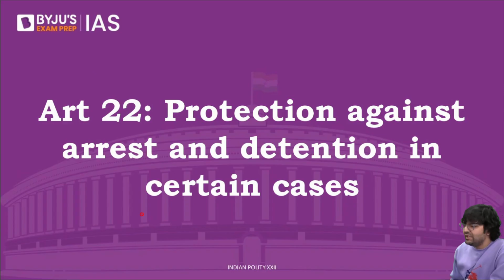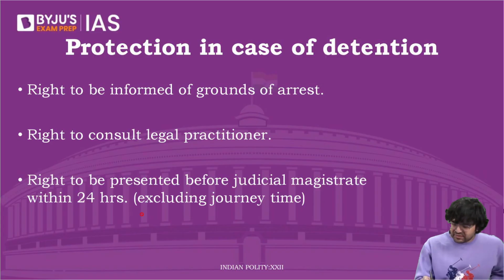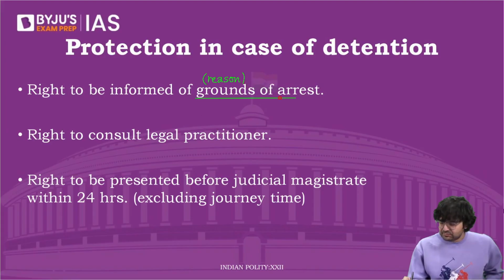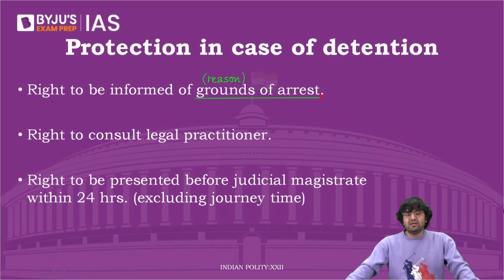Now coming to Article 22, protection against arrest and detention. Now, whenever you are arrested, there are three rights that you have. Number one, right to be informed of the grounds of arrest. Reason. So next time the police comes to arrest you, you please tell them, why have you arrested me? Give me a reason. The police may slap you, but polity wins. Okay? You have to be informed why you are being arrested.